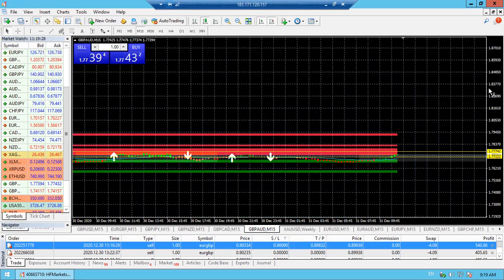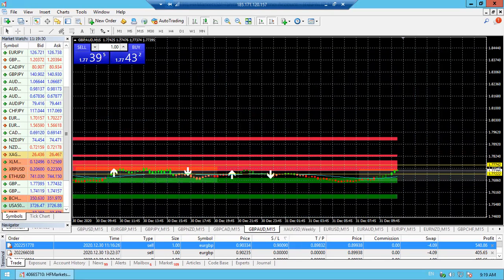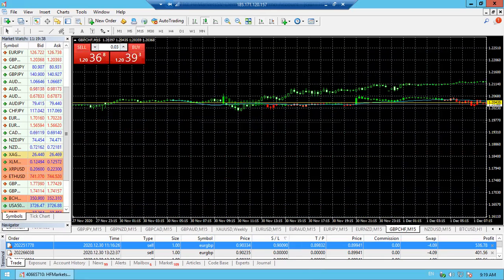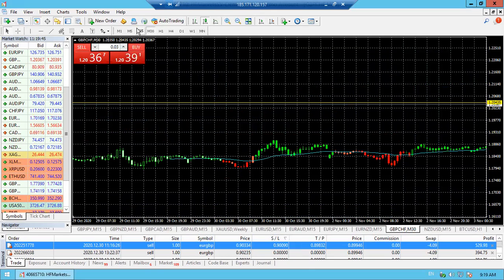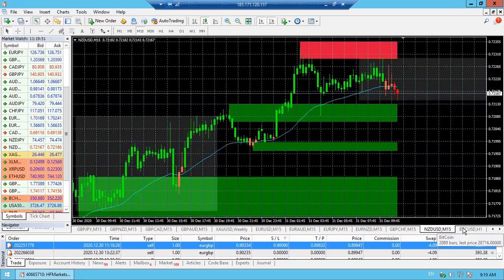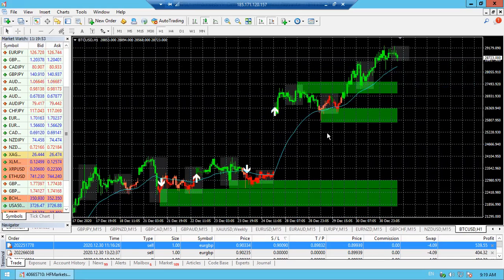I think GBP is massively strong today, but that's fine. I got a Euro GBP trade, so I'm fine with that. No bad feelings. I have my 10%, and I'm through. Okay, so I've set that up.